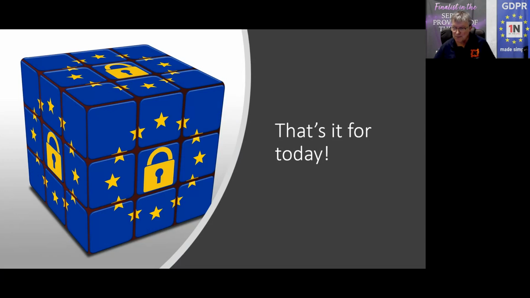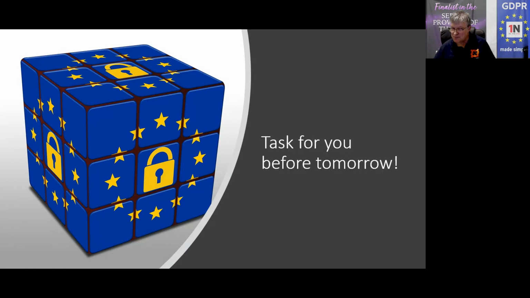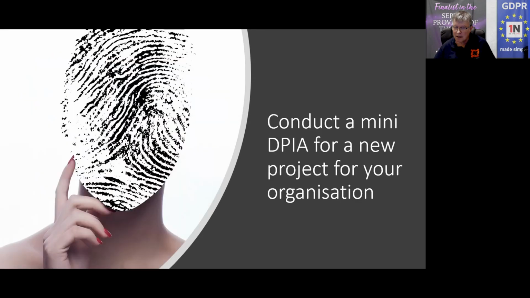And that's it for today. And for the last time this week, I've got a task for you before tomorrow. Think of something new that you're thinking of doing for your business or organization, and do a mini DPIA for it. Go through the steps of this video, watch it again, go through the different steps, see what outcome you come out with. I'd love to know what outcome you come out with. Let's discuss it at the workshop.